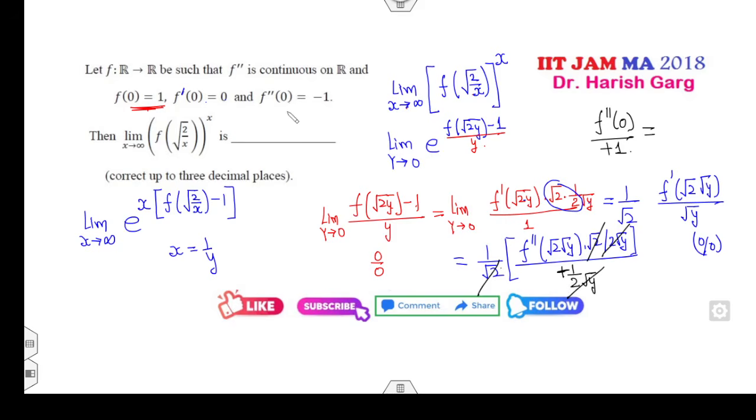So what is the value of f''(0)? Minus 1. So you can substitute this value as minus 1. So what is your answer? e raised to power minus 1. 1 over e is the right answer. You can convert it into 3 decimal places. Fine.